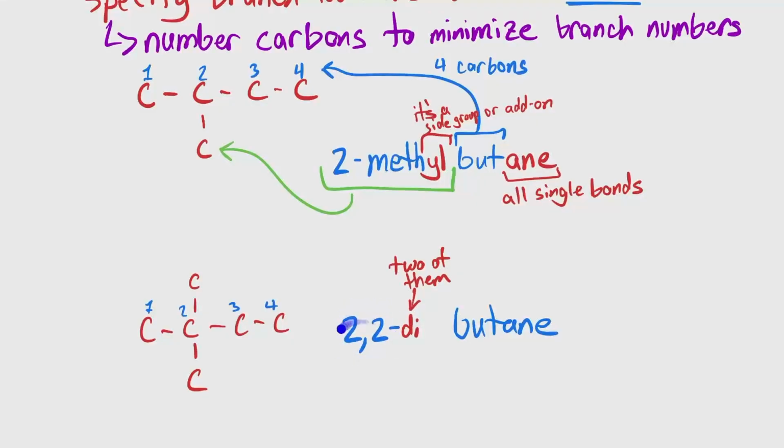The 2 comma 2 is letting us know that they're both on the second carbon, and they're both methyl. So 2,2-dimethylbutane.